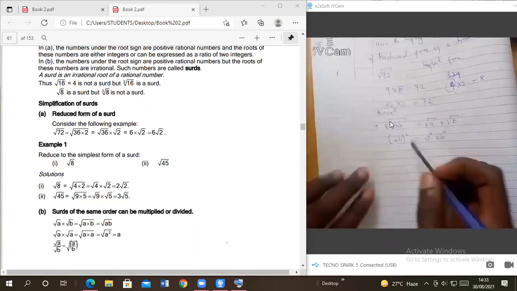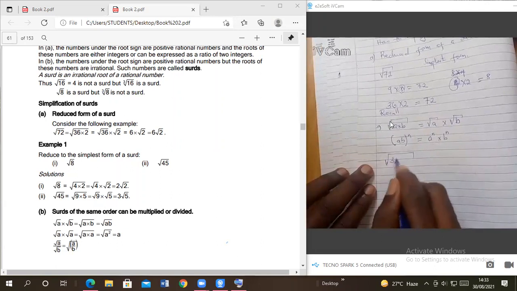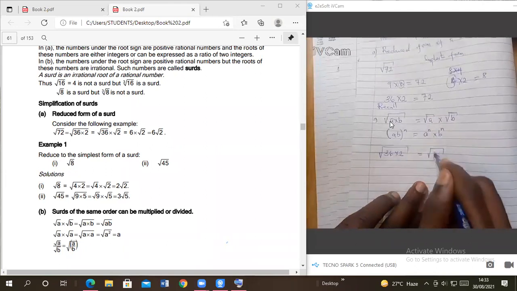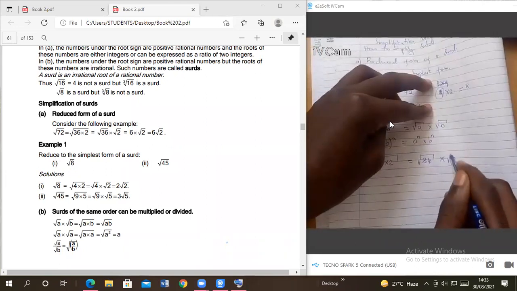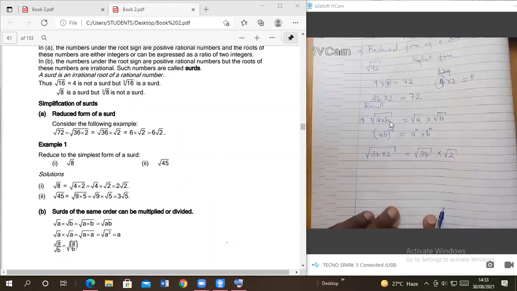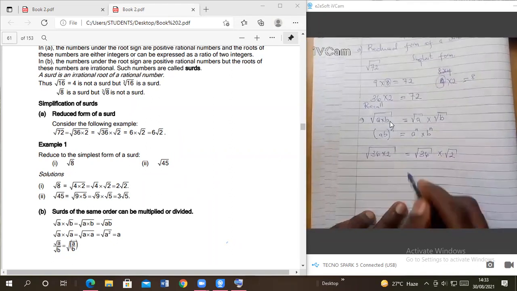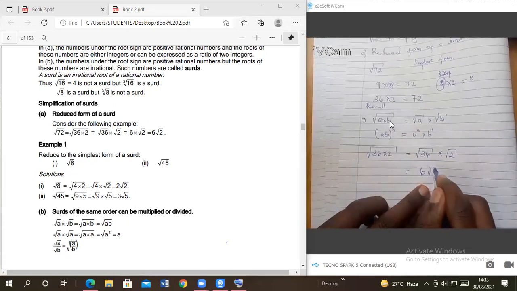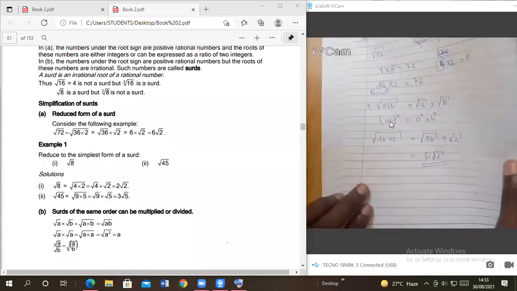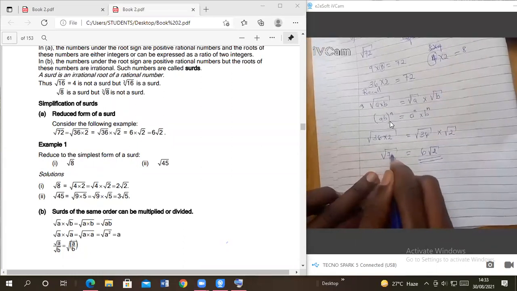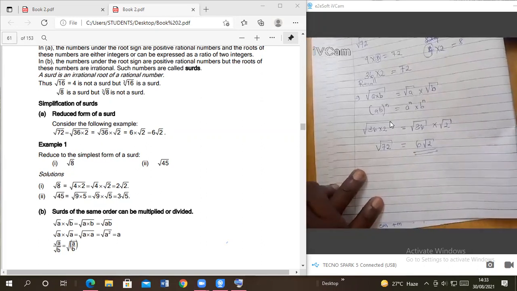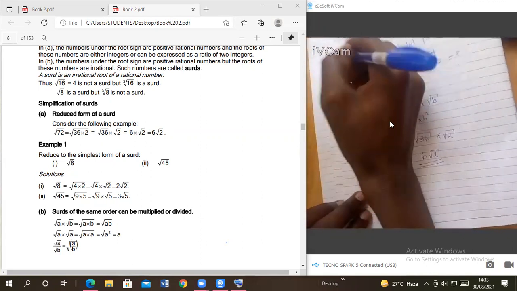So we say the square root of 36 times 2 is equal to the square root of 36 times the square root of 2. What is the square root of 36? It is 6, times root of 2. So that's the simplified form of 72. Are you together, members? Yes, that is number 1.